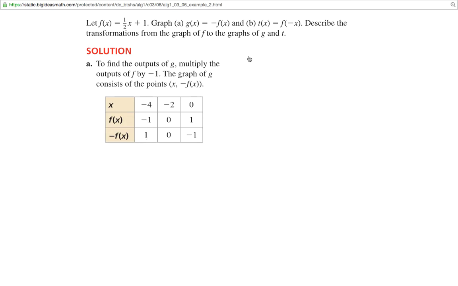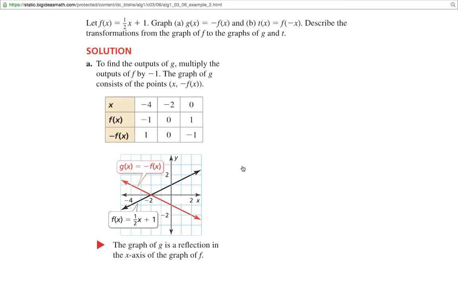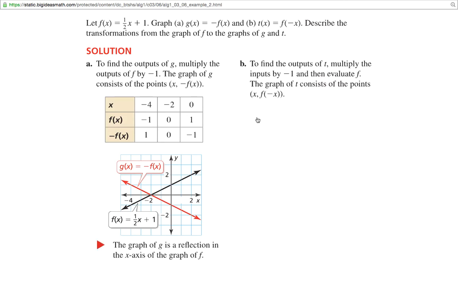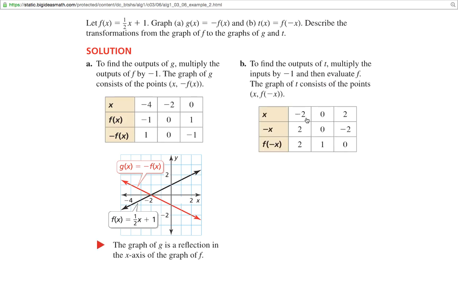Letter B is going to be t of x. In this case, we're going to be multiplying the inputs here. You're dealing with the inputs. So we're going to go ahead and pull that one, and graph the other one. The outputs, so we have -2, 0, and 2. Now, because the negative is associated with the inputs, the x's, we multiply these. -2 times -1 gives you +2. 0 times anything is 0. And then 2 times -1 is -2.